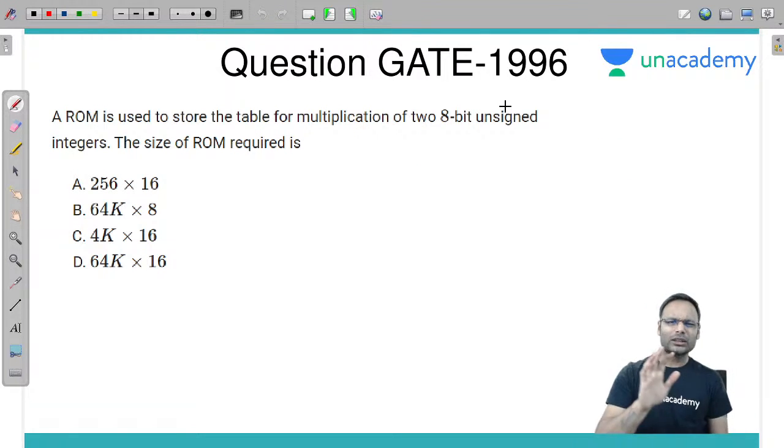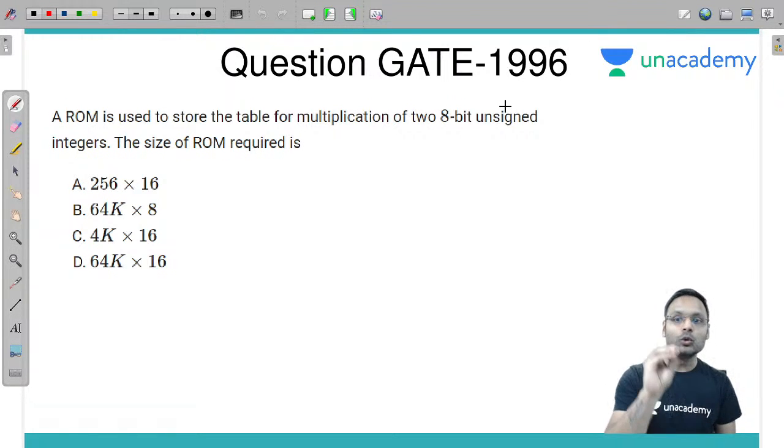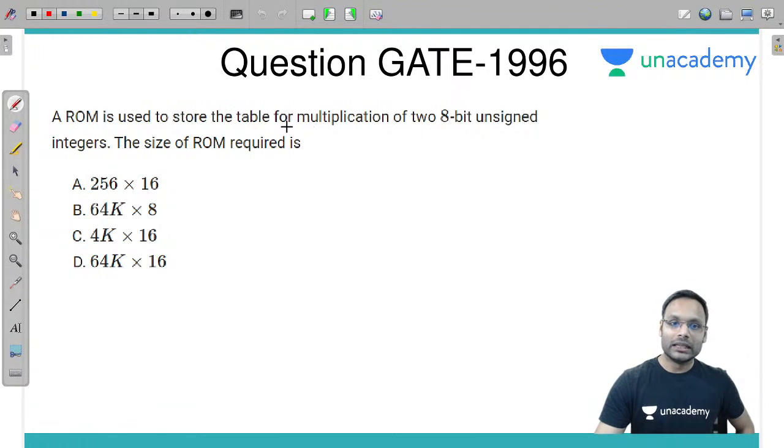The next question is very easy. I will explain you the example. I will explain you the method also how to solve such questions. ROM is used to store the table for multiplication. So there is a memory, there is a ROM which has to store a particular table for multiplication.